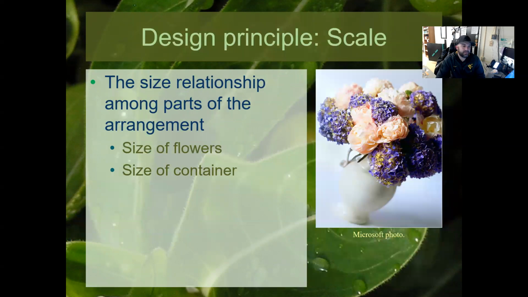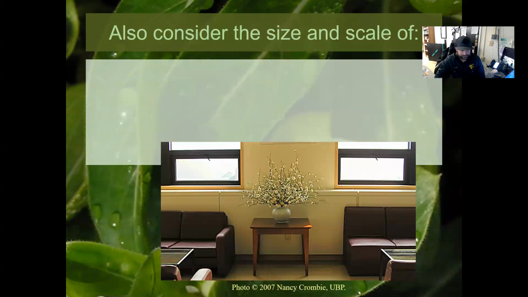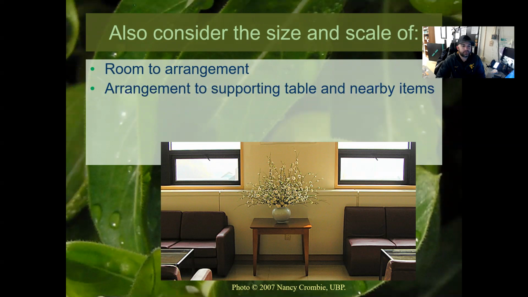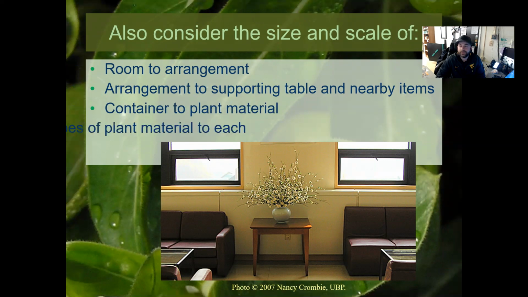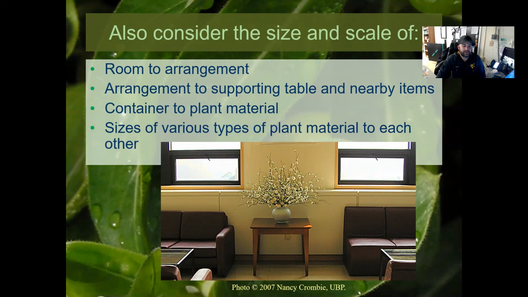Moving into scale, this is the size relationship among parts of the arrangement, size of flowers, size of container. Also consider the size and scale of room to arrangement, arrangement to supporting table and nearby items, container to plant material, and sizes of various types of plant material to each other. If you take a look at the arrangement in the middle of that table, it's large enough that it fills that space, but also gives it room to breathe. And whenever you sit down, you're not hitting into it.